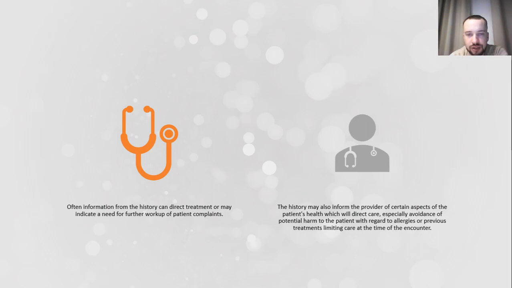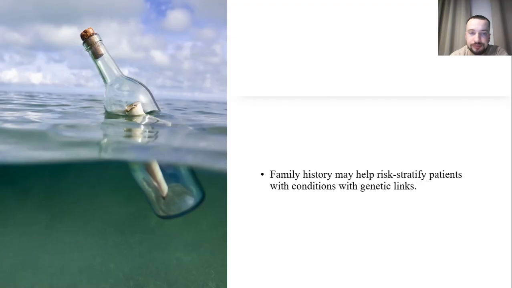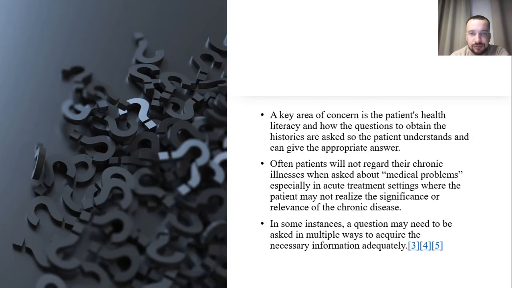Especially avoidance of potential harm to the patient with regard to allergies or previous treatments, limiting care at the time of the encounter. Family history may help risk stratify patients with conditions with genetic links. A key area of concern is the patient's health literacy and how the questions to obtain the histories are asked so the patient understands and can give the appropriate answer.